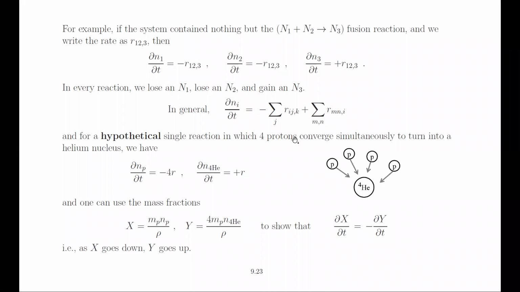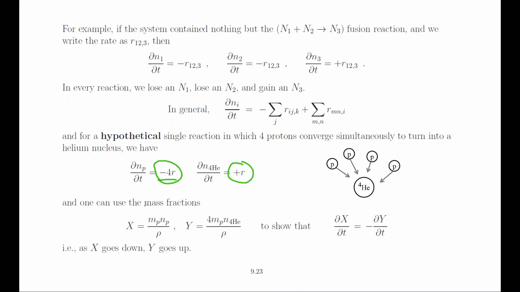So for example, in the sun, if we simplify the whole thing into one hypothetical single reaction where 4 protons come together simultaneously to turn into helium, the equations are going to look like this. The rate of growth of the helium is going to be, if that's plus R, then the rate of loss of the number density of protons has to be minus 4 times R, because for every one helium that gets created, you're losing 4 protons.